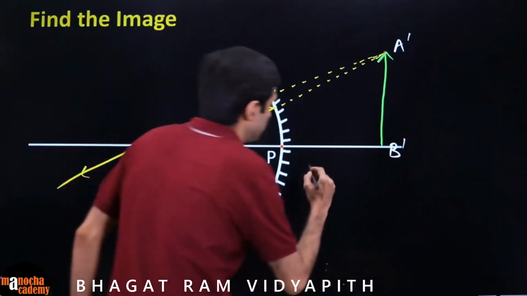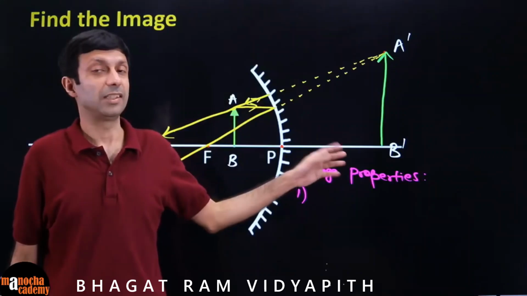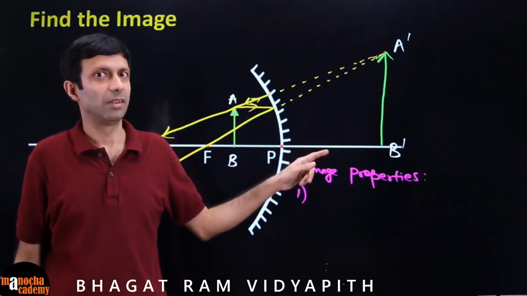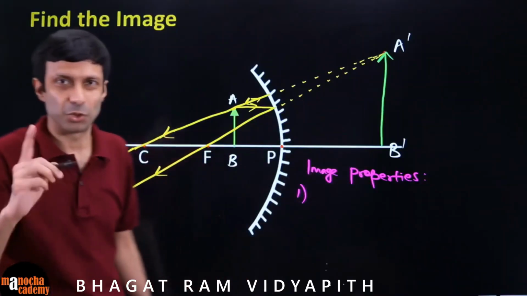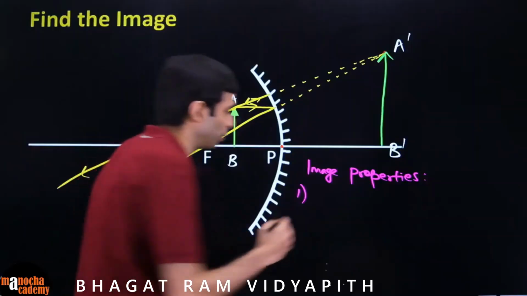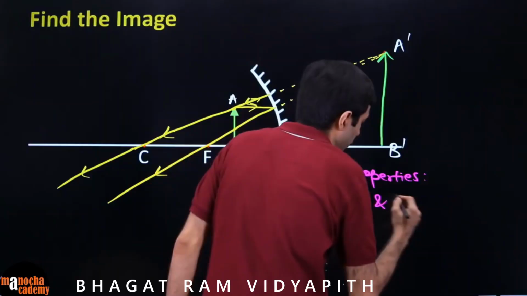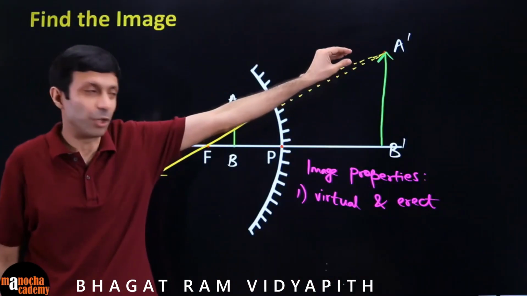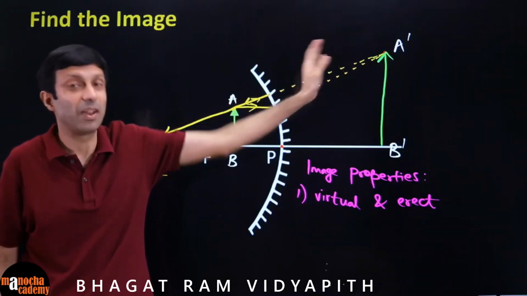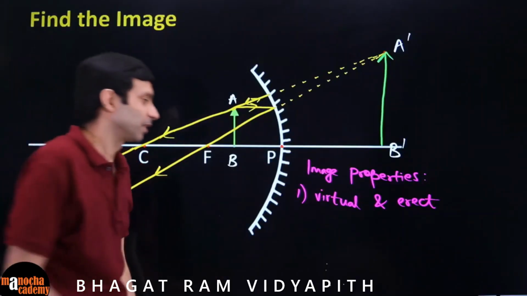So image properties. The first image property is, is it real or virtual? It is clearly virtual and upright. It is not inverted. So first property you should decide real or virtual. It is virtual and upright, or virtual and erect. And clearly it is virtual because it is formed by producing the ray backwards. They are not actually meeting. We have made them meet. It's behind the mirror. So clearly a virtual image.